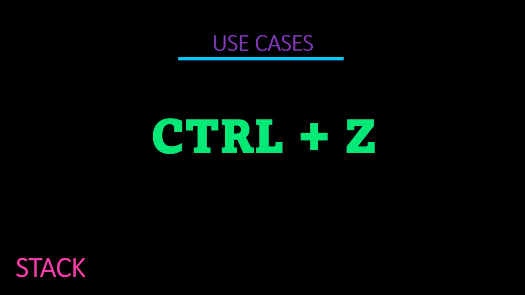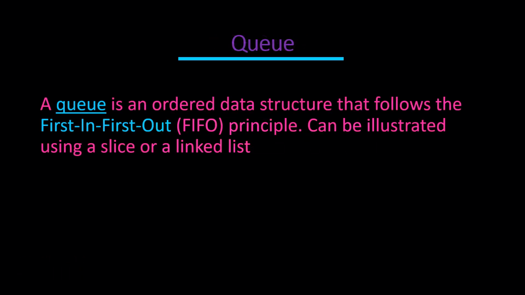Another tool that you may be using pretty often is the Control Z function. Again, this operates in the same manner where it's undoing your most recent action and working its way from there. So these are just two use cases, but as I said, there are many. And so I encourage you to do some research and find out the other areas where this would apply. Now let's move on to a queue.